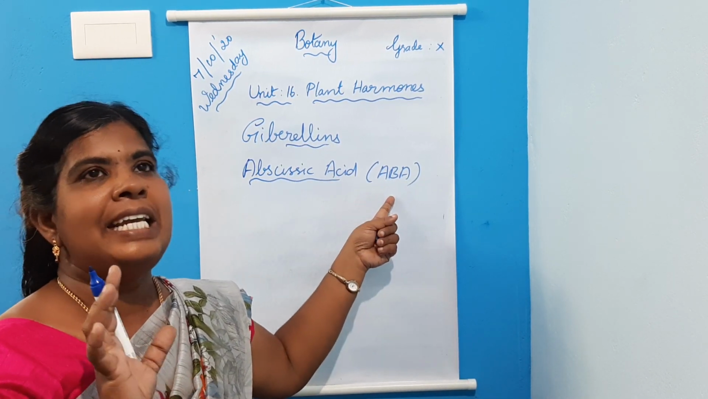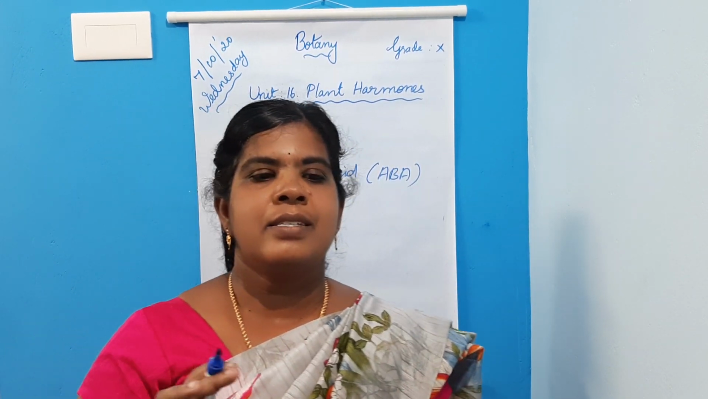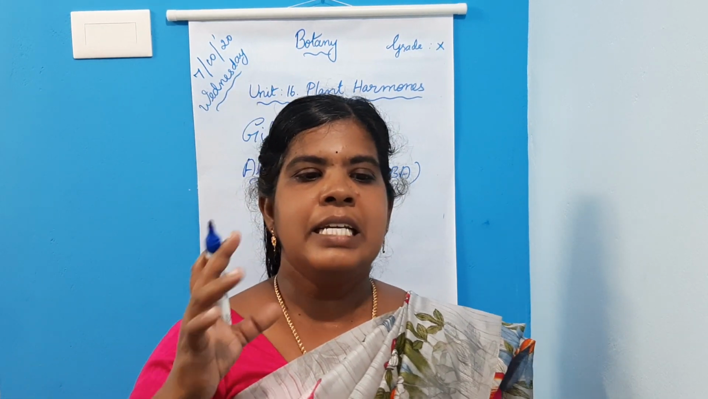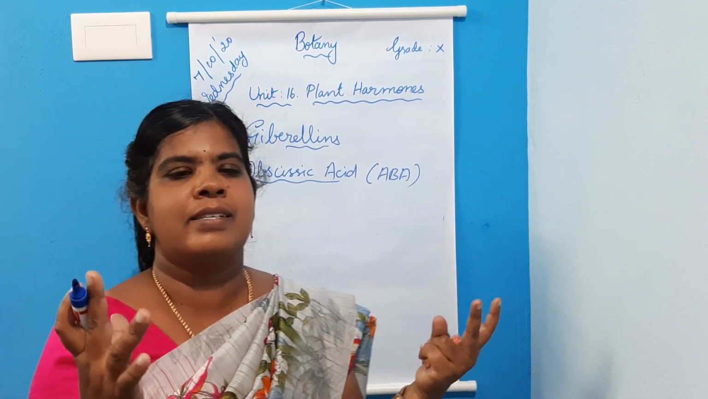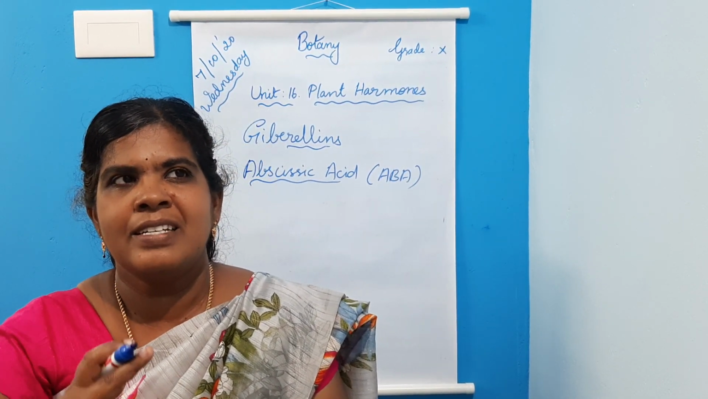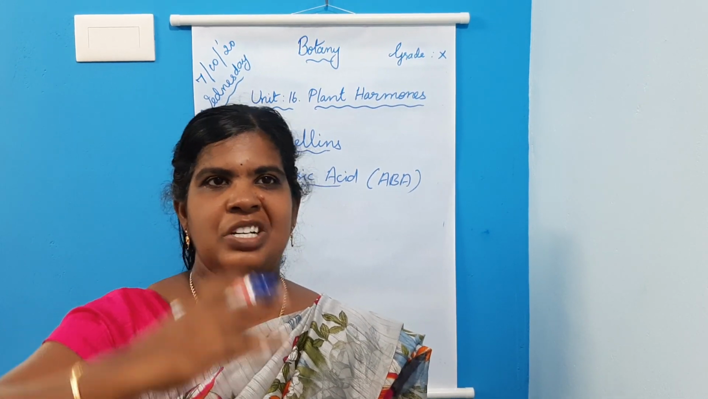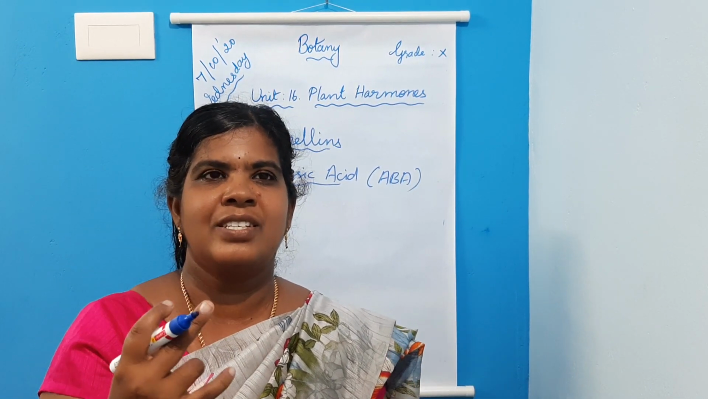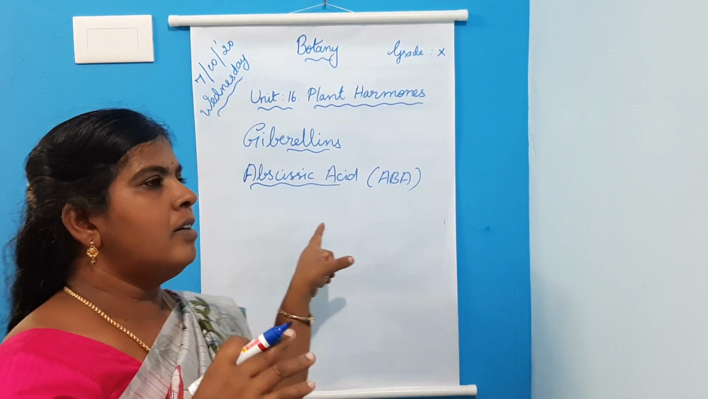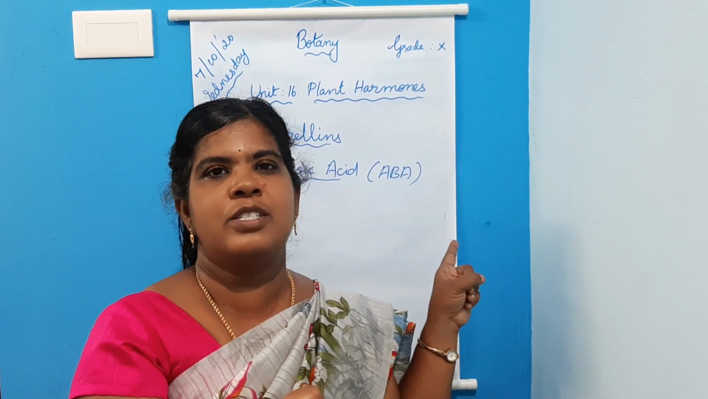It is a growth inhibitor. It is not a promoter. It regulates abscission and bud dormancy. It increases the tolerance of plants during stress condition. Tolerance in the sense, suppose a plant suffers from stress or water scarcity, this ABA can give the tolerance capacity to the plant.